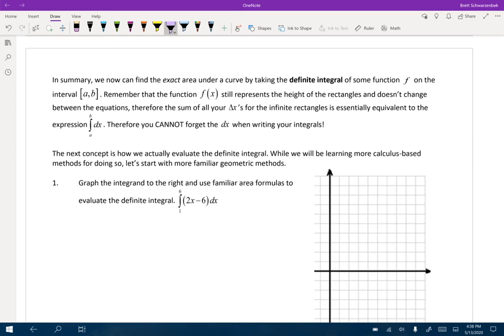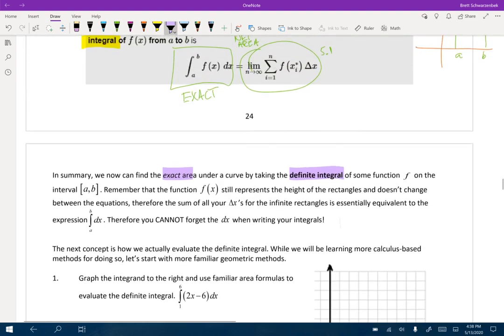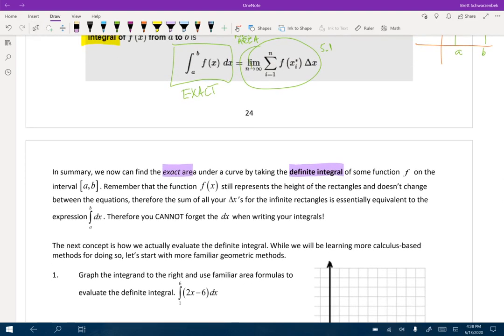Okay, so just so you can see here, they just said, as a summary, the exact area is the definite integral under the curve. When you're looking at this formula, let me erase all this stuff. When you're looking at this specific formula and breaking it down, remember your f of x is the same. It's representing the heights of the rectangles, just like it did in the formula for Riemann sums.